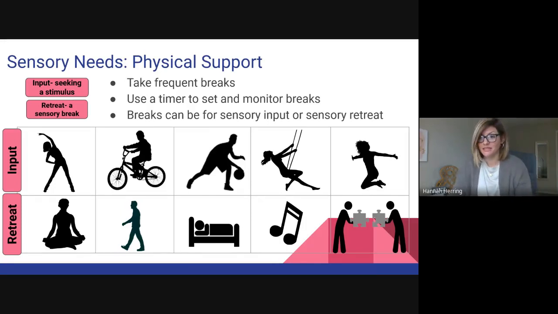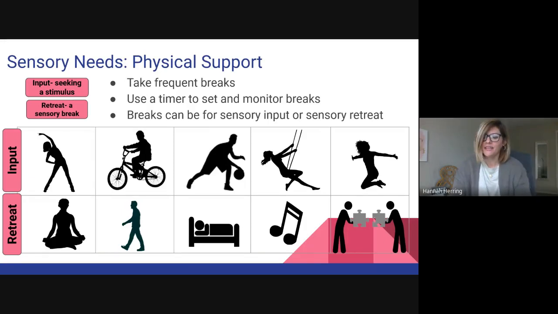So one of the biggest things, and I think one of the most unique things that TRECA has to offer, is that you can take frequent breaks as often as possible or as often as needed. One thing that might be helpful whenever you're trying to set up breaks for your student is to use a timer to help set and monitor breaks. Those can also be great transitional cues for your students, so letting them know that they have a break coming up or that their break is almost over and it's almost time to get back to work.